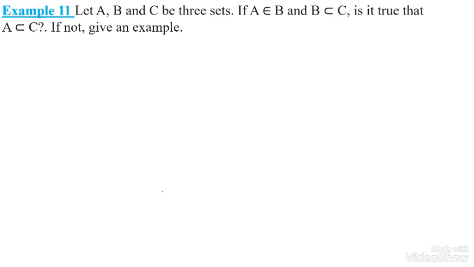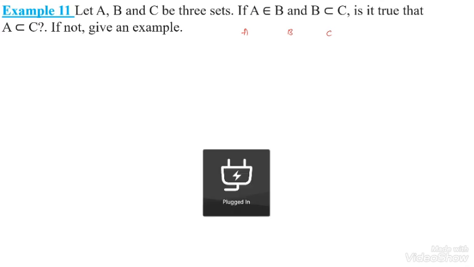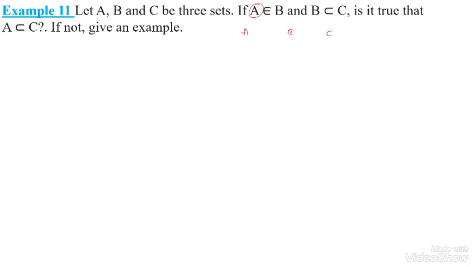Now let us consider example number 11. Let A, B, and C be three sets. Here A is one set, B is one set, and C is one set. If A belongs to B, it means A is a set which belongs to B. So first I write the set B with the elements 1, 2, 3. Here A is a set containing the element 4. Here I can take B equal to 1, 2, 3, and the set A.